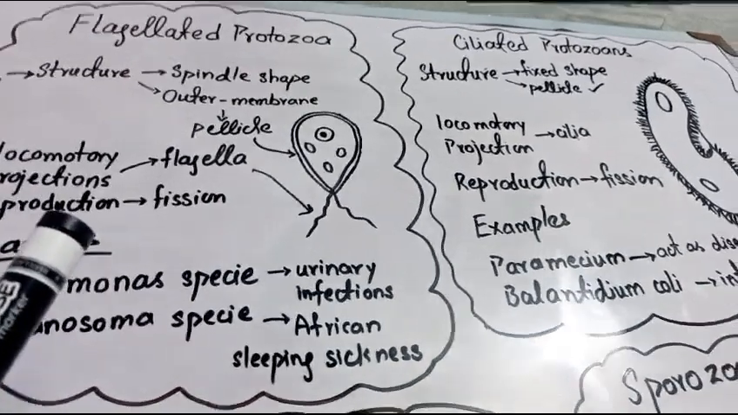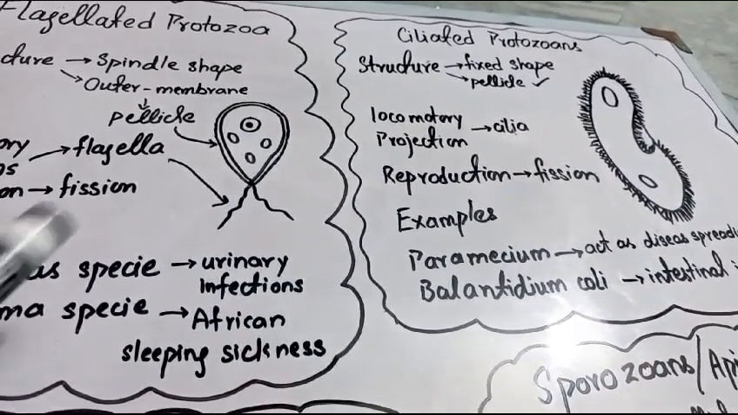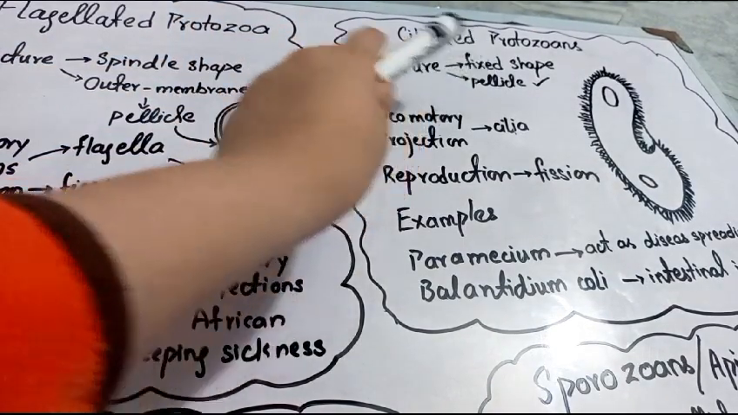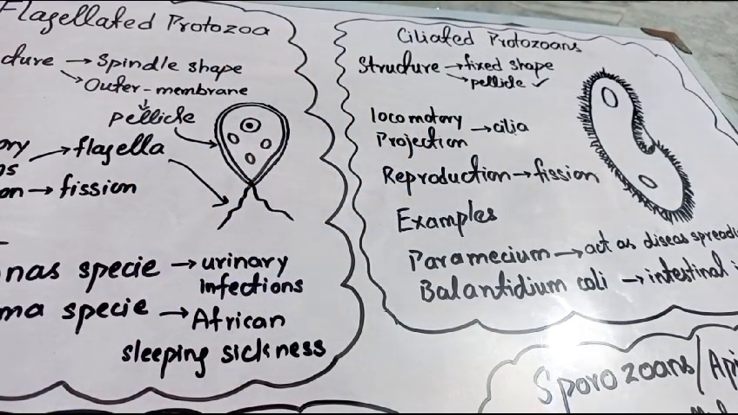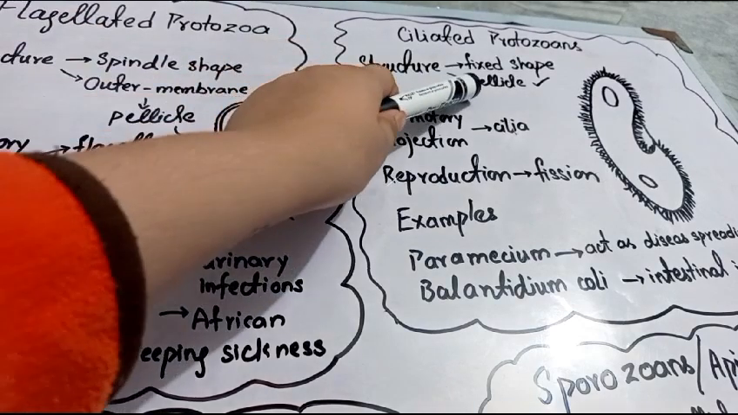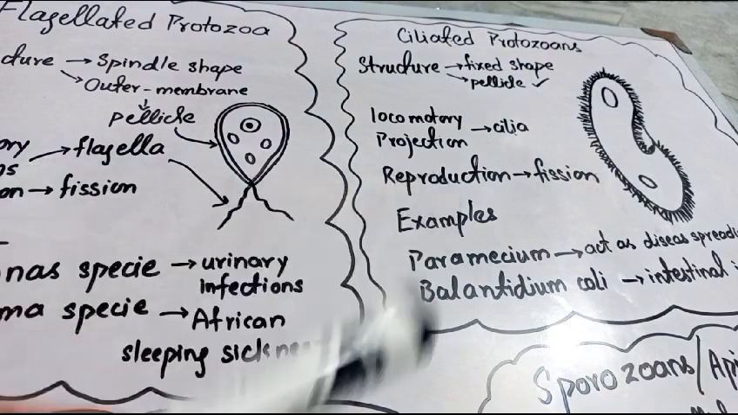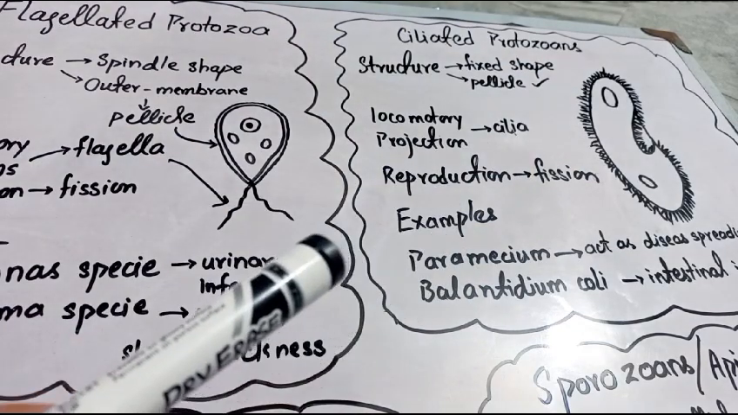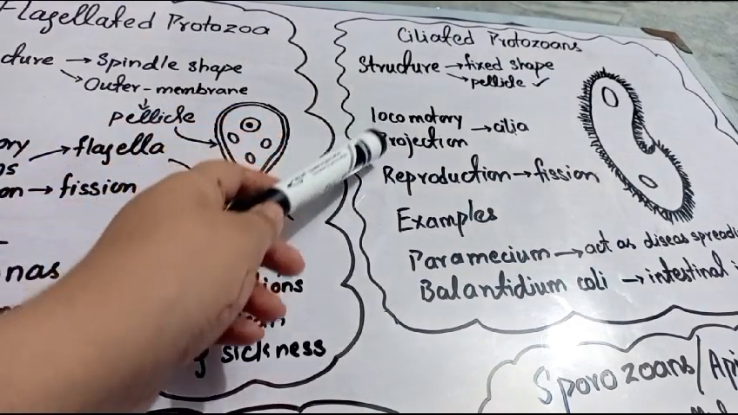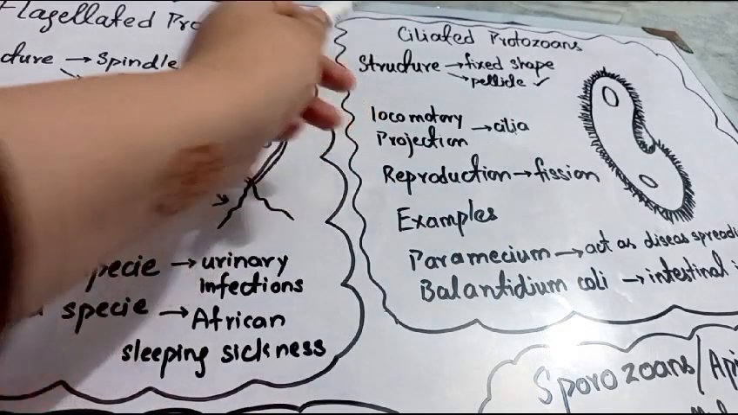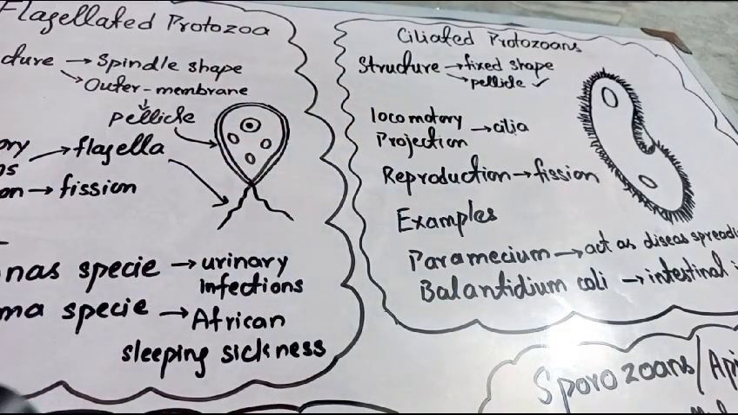The next type of protozoa is the ciliated protozoa. Let's discuss their shape. They have a very fixed type of shape, and they have a pellicle around them, as you can see in the diagram. This diagram represents the paramecium, and their locomotory projection is always cilia. As their name indicates, they are ciliated protozoa, named so due to their locomotory projection.